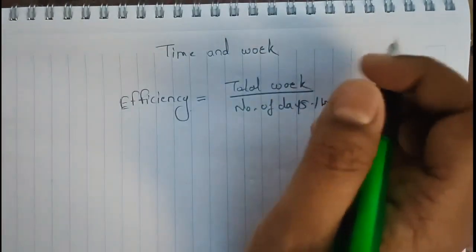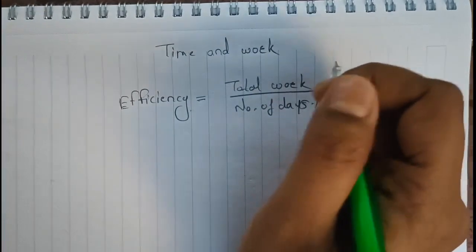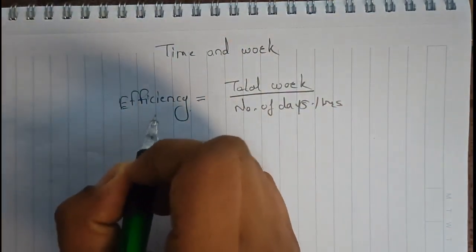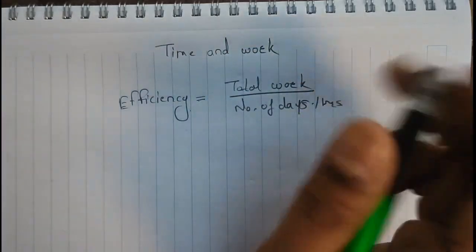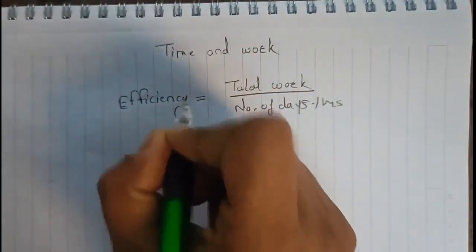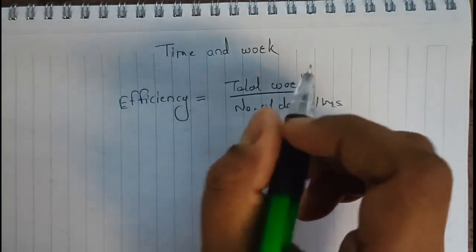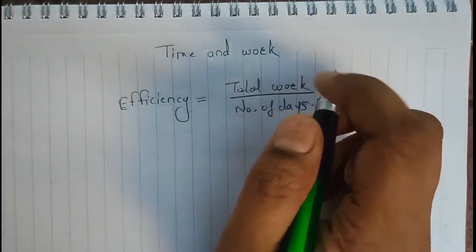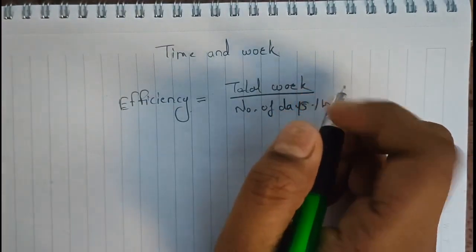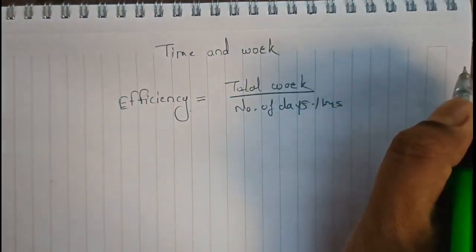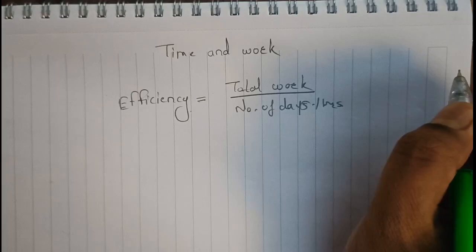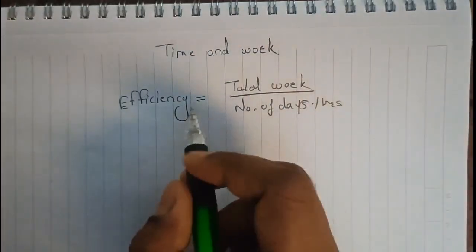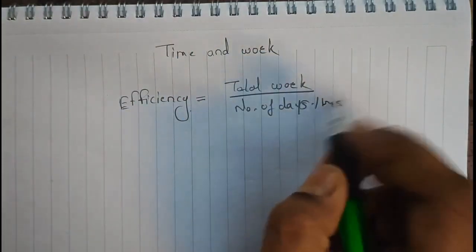work. Now, before starting to solve the time and work questions, I have to make sure that we are acquainted with this formula, which is efficiency is equals to total work upon number of days or hours. Now, why? Because this is the most important formula when we come to solve the time and work questions. What exactly is efficiency? It means the amount of work that a particular person can perform or do in one day or in 1 hour, right? So efficiency is actually total work upon number of days or hours.